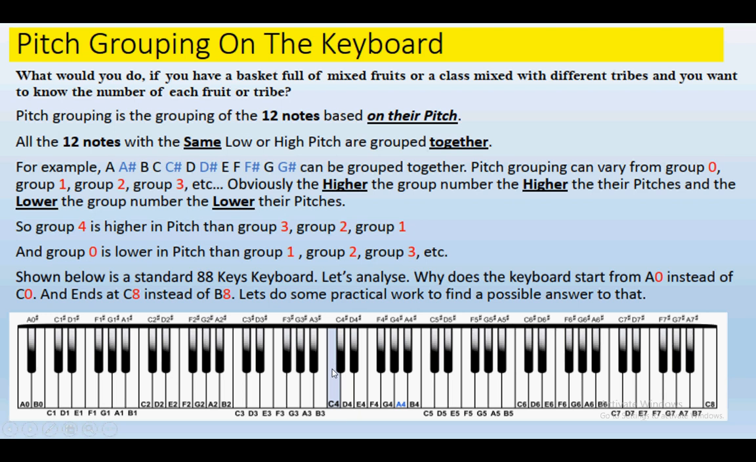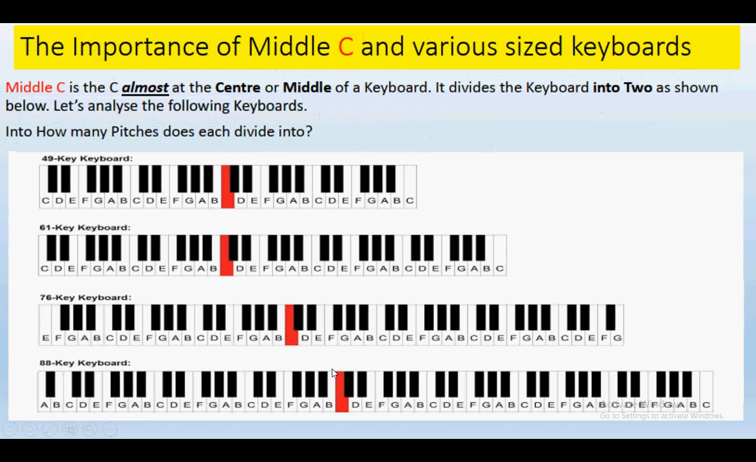Yeah, and 88 should be C4, and 76 should be maybe C3, and 61 maybe should be C2, and 49, I don't think so, maybe C1. But yeah, you can analyze and see.